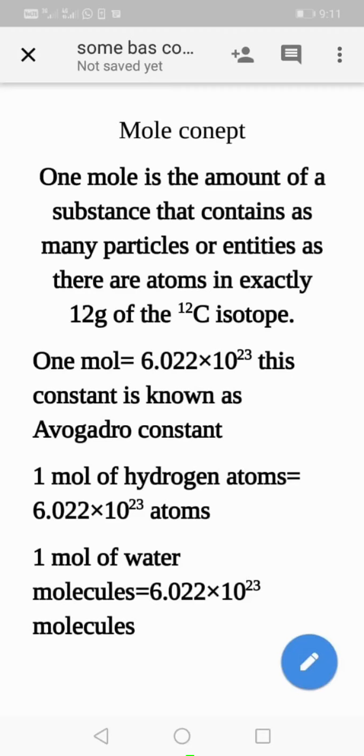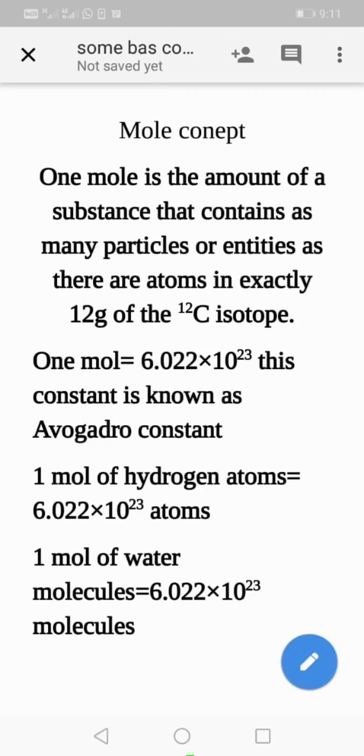I hope it's clear. Once again, the molecular mass of water is equal to 18 u, and the molar mass of water is equal to 18 gram per mole. To get 1 mole of particles of water, you are supposed to take 18 gram. Similarly, the molar mass of carbon dioxide is 44 gram per mole. If you want 1 mole of carbon dioxide molecules, you are supposed to take 44 gram.